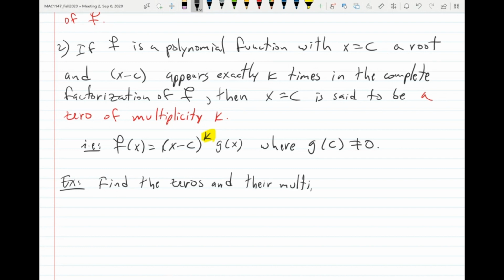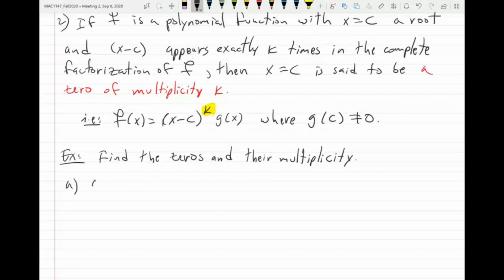Okay, and the multiplicity. And let's see, the polynomial, the first one that we're gonna take a look at will be g of x equals 1 over 4x times (2x minus 3) cubed times (x plus 4) squared.